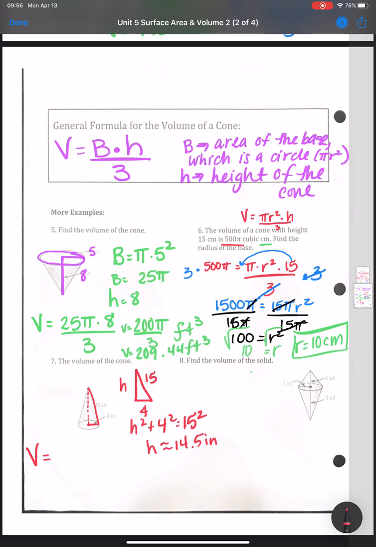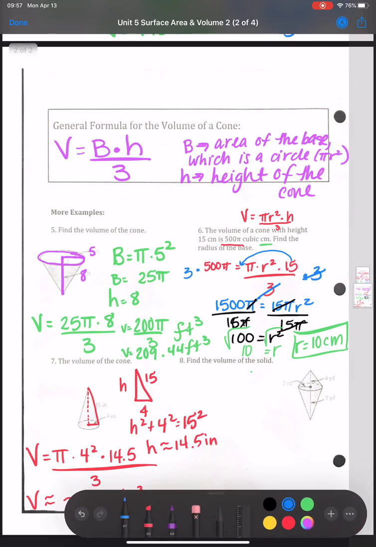So now we can find the volume, which is the area of the base, a circle with a radius of 4. So pi times 4 squared times our height, which we said is about 14.5, and then we have to divide the whole thing by 3. When we put this into our calculator, we're going to get the volume is approximately 242.9 cubic inches.